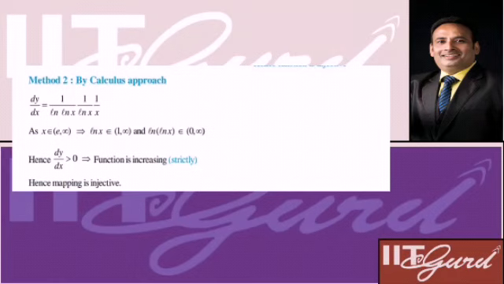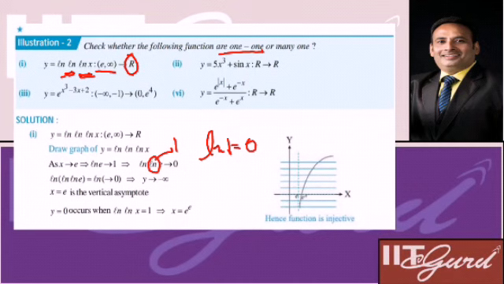As x tends to infinity, ln x belongs to 1 to infinity, and ln x belongs to 0 to infinity. So dy by dx is positive, hence the function is increasing. So this is also an injective function. Let's go for the third question.